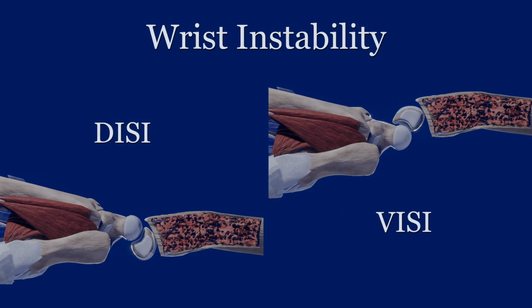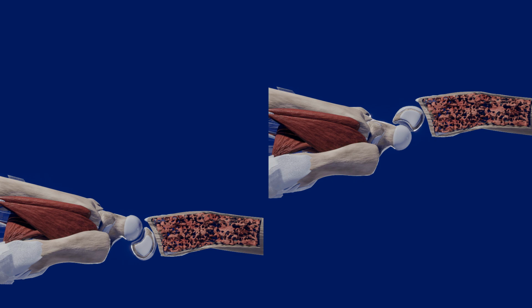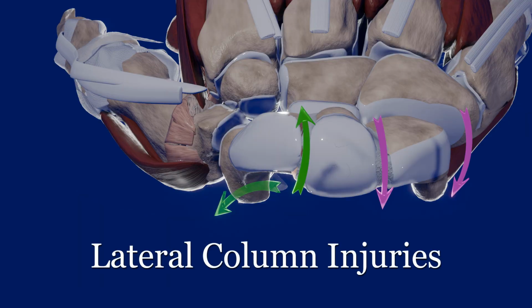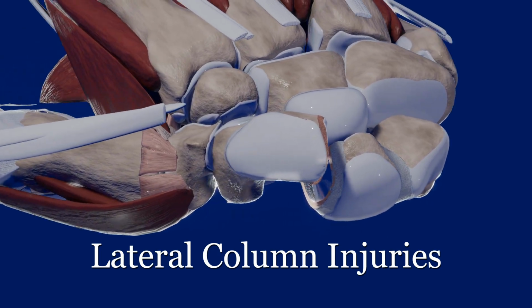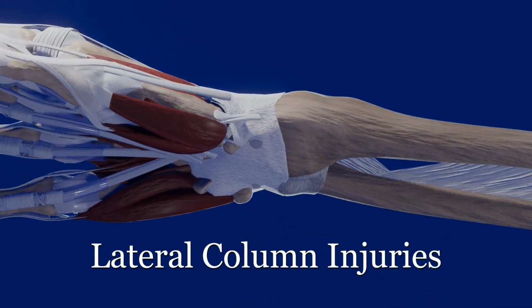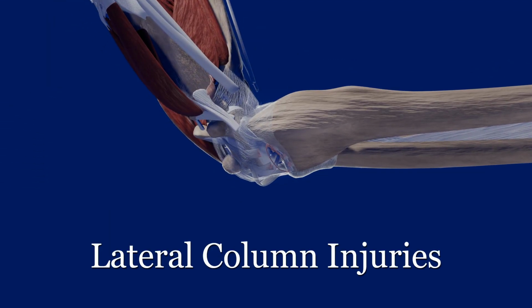Instability of the wrist usually results in either a DISI or a VISI pattern. Lateral column injuries generally lead to DISI patterns, and medial column injuries generally lead to VISI patterns. VISI patterns are more likely in rheumatoid arthritis. With lateral column injuries such as unstable scaphoid fractures and scapholunate tears, the volar rotation and dorsal displacement force on the lunate is lost. In this case, we have disruption of the volar radiocarpal ligaments and the scapholunate ligament.